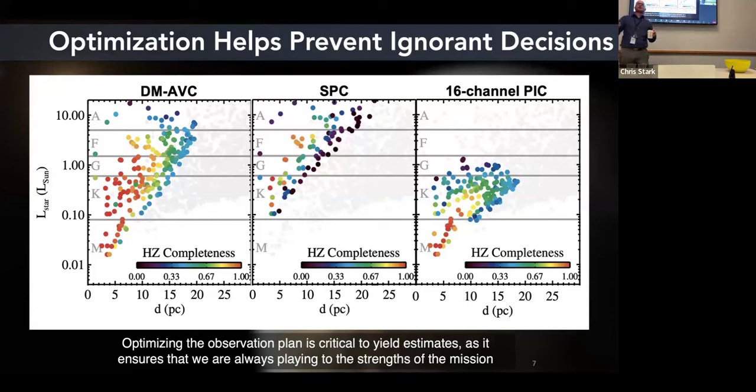So if I had come along and said, well, my mission has to observe a solar twin at 10 parsecs, like we like to say, that would have been a good target here for the DM-assisted apodized vortex coronagraph, but it would have been at the absolute limits of what this SPC could do, and it would have been at the absolute limits of what the 16-channel PIC can do. So that would not have been a good fiducial star to judge the relative merits of these different coronagraphs. So we want to make sure that when we do yield calculations, we're always playing to the strengths of the mission. We're selecting stars that have the easiest observations, and this will help us avoid introducing biases into trade studies.